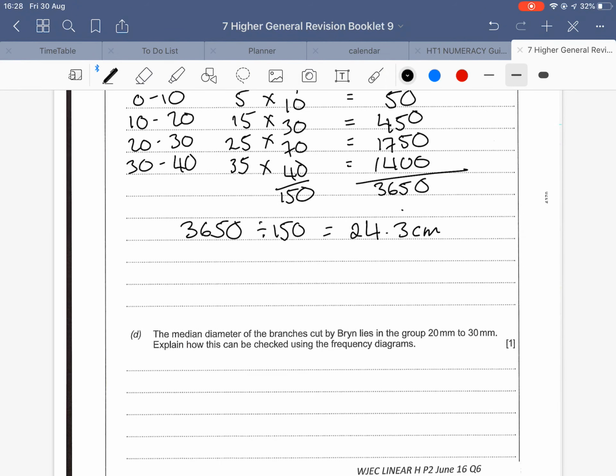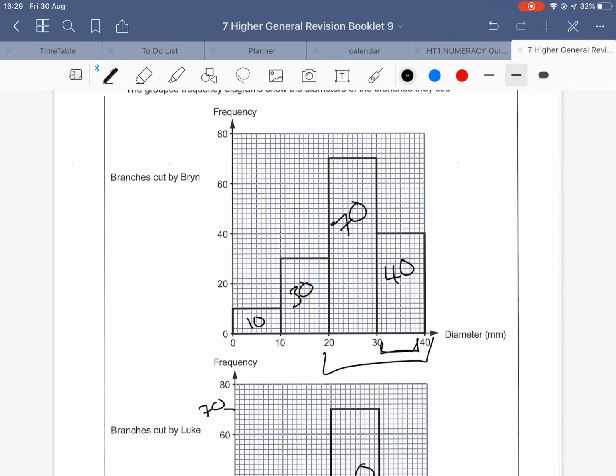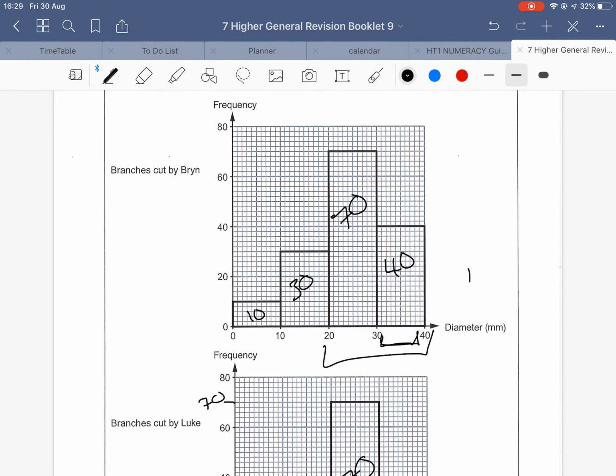Next one. The median diameter of the branches cut by Bryn lies in the group 20 to 30. Explain how this can be checked using the frequency diagrams. So the total is obviously going to be, they add up to 150, don't they? The median is going to be half of that, which is 75. So in here we've got 10, then we've got 30, that's 40, and then we've got 70, that's 110. 75 is definitely going to be somewhere here. So it's definitely going to be in 20 to 30.